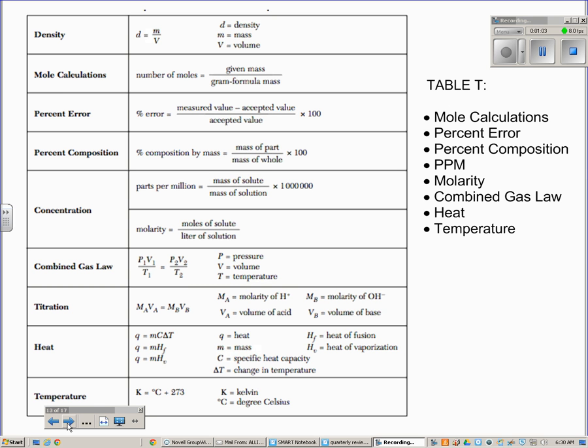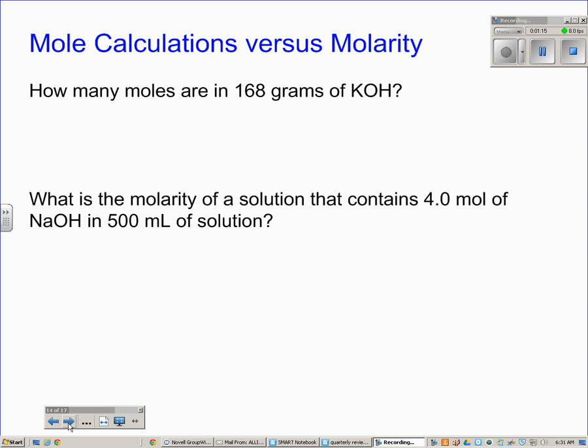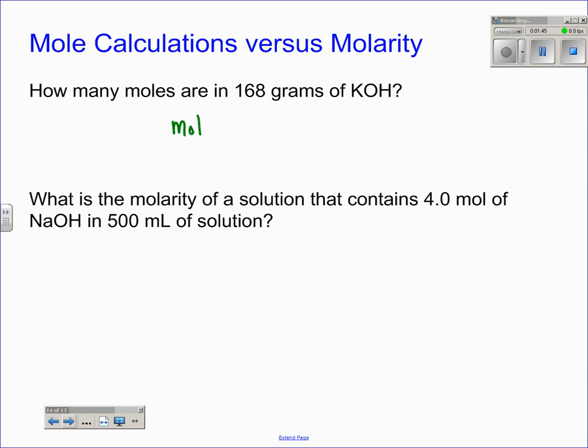However, I wanted to take some time to explain to you when to use certain formulas. For example, if you turn to the next slide, you'll see that you need to know the difference as to when you're going to make mole calculations versus when you're going to solve a concentration problem for molarity. If you look at the first question on this slide, it says how many moles are in 168 grams of potassium hydroxide. So you need to convert from grams to moles. In that case, you are going to use the mole calculation formula.